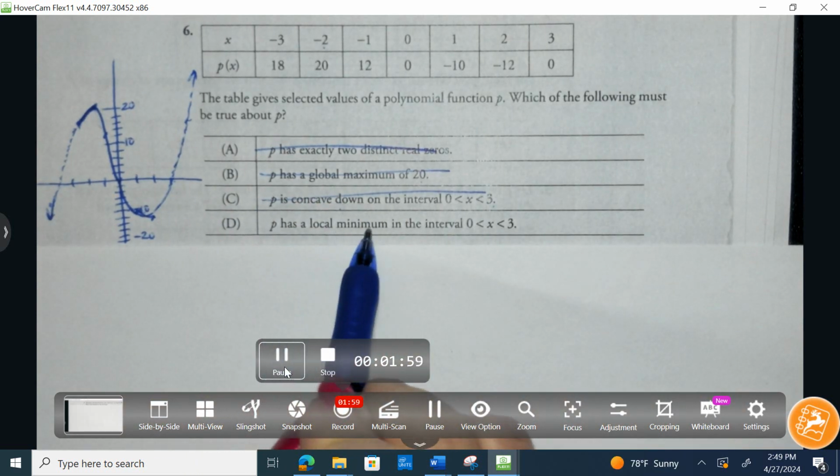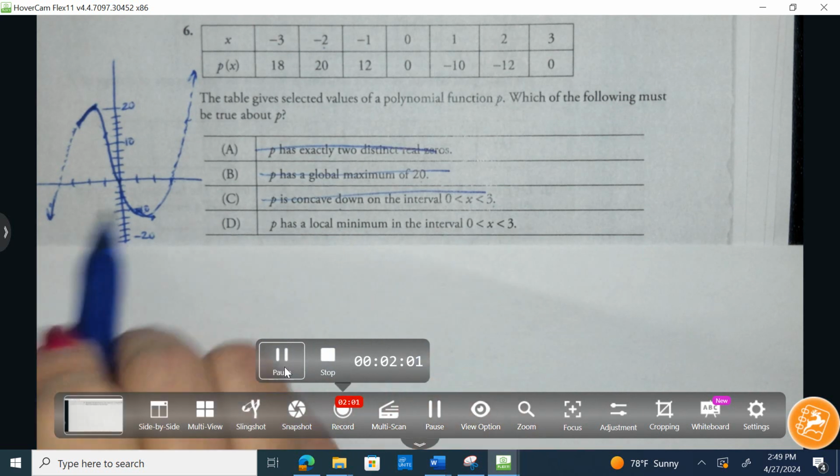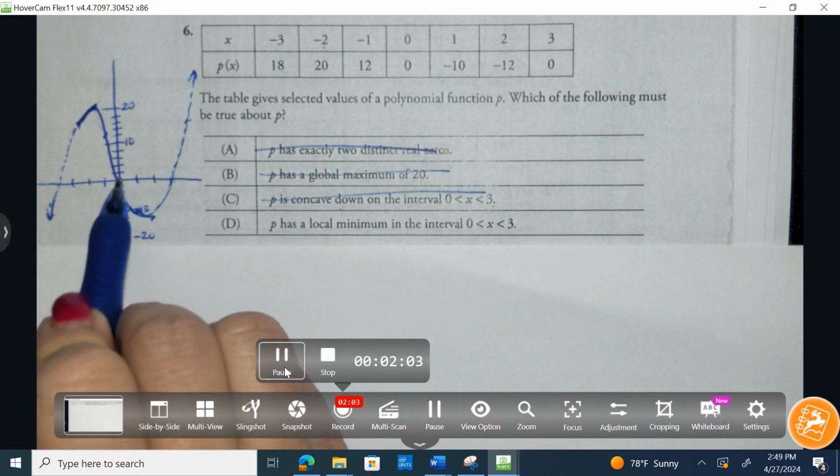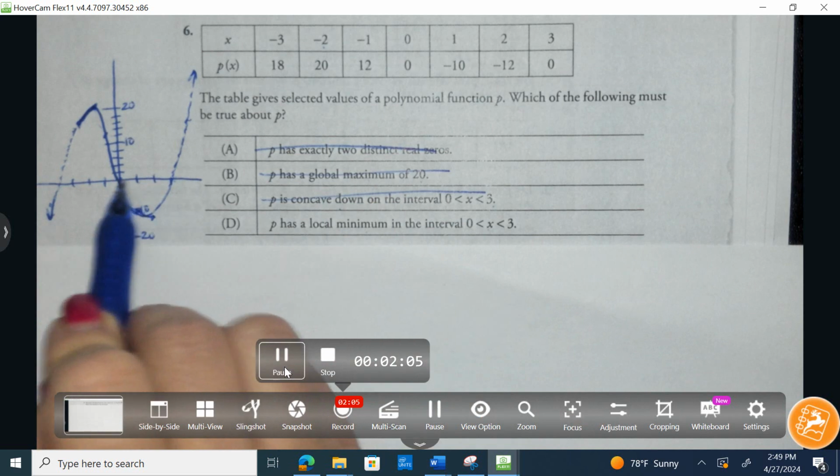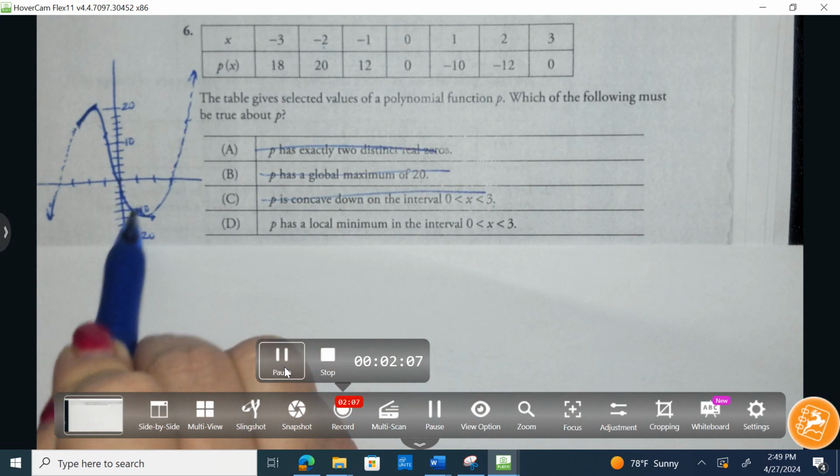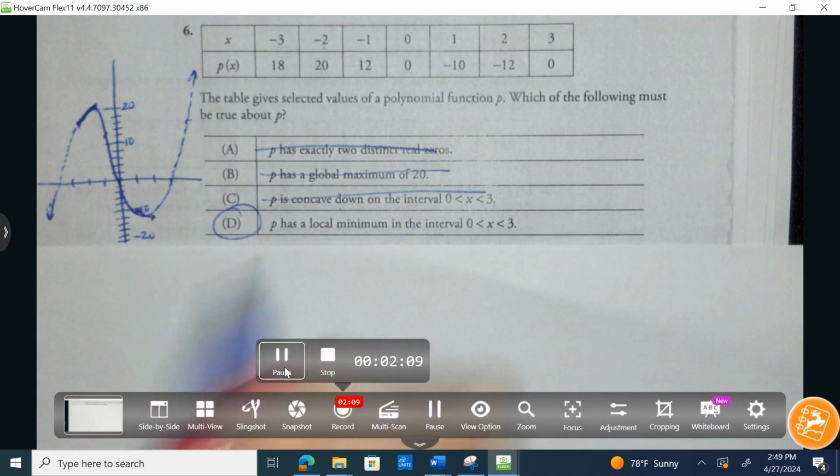We have a local minimum on the interval from 0 to 3. That is true. So between x equals 0 to 3, there is a local or a relative minimum. Correct answer is D.